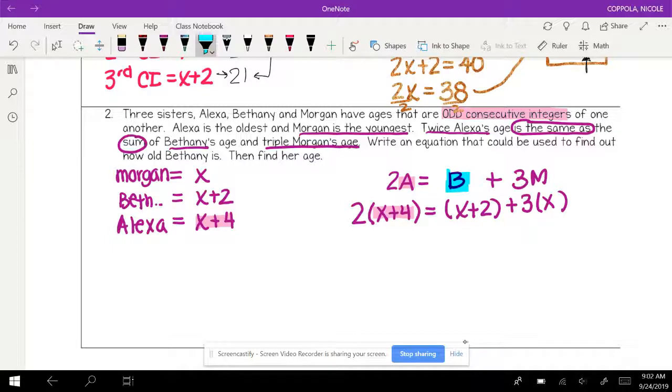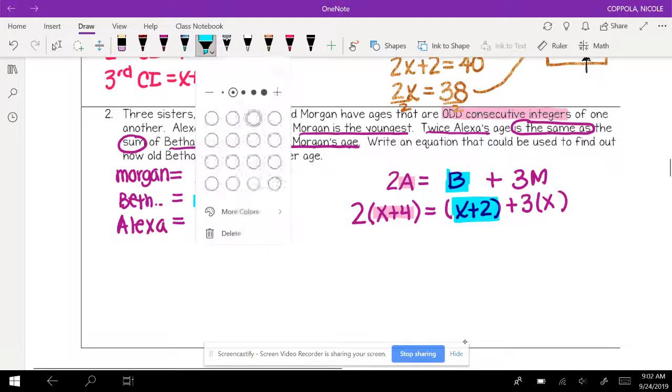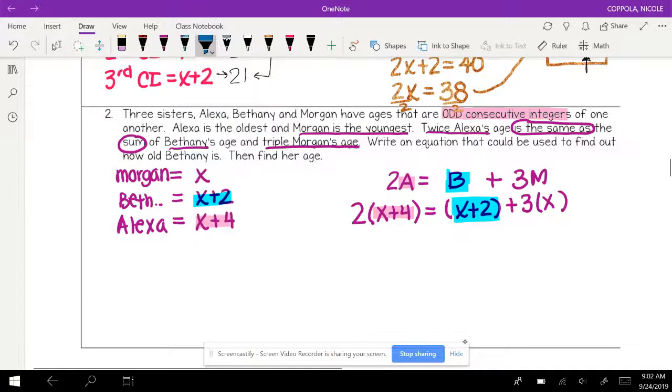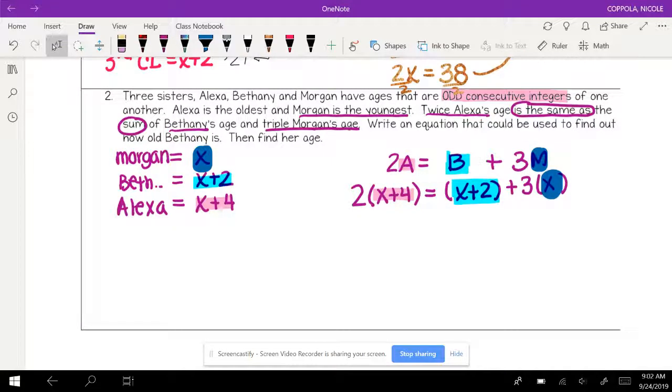That was Mrs. Messina. This is Bethany. And then last but not least, we've got Morgan. Okay. Things I do awkwardly for you guys. All right, so now you just have to solve this equation, which I would really like for you to do on your own. So go ahead, pause it, solve it, and then let's see what you get.